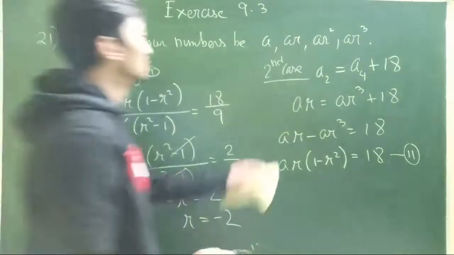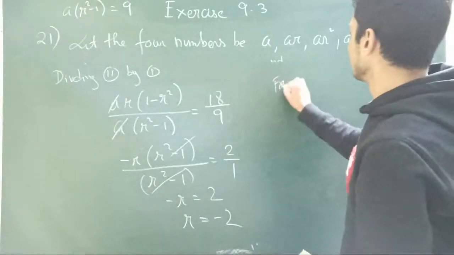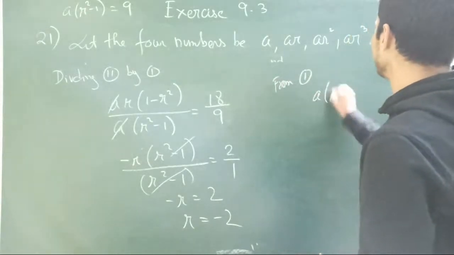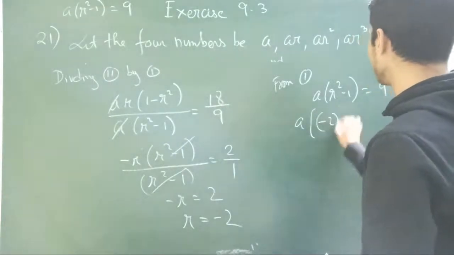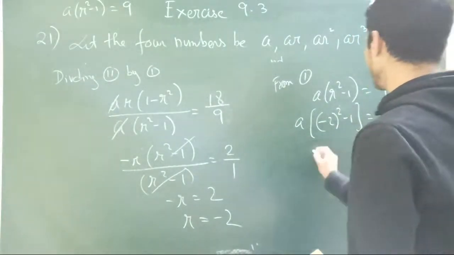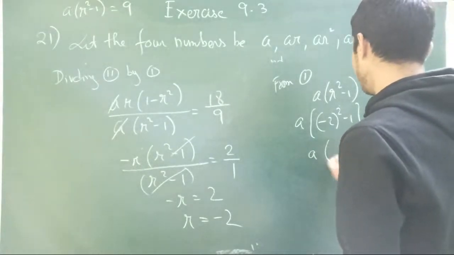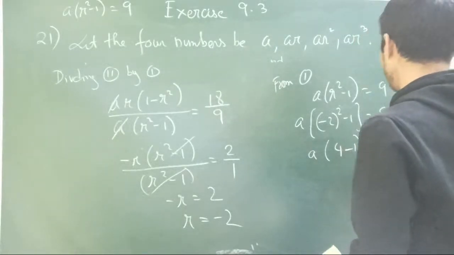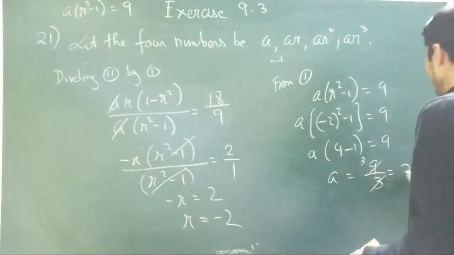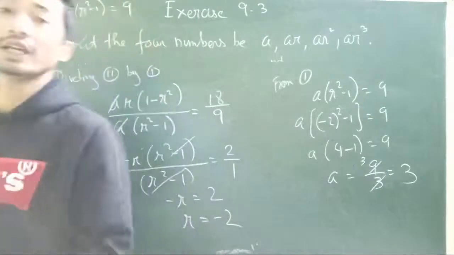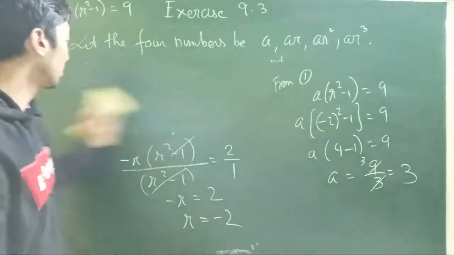Chalo. Then we can work that out in equation 1. Now from 1 we have a into r square minus 1 is equal to 9. The a value we will try to find out. r is minus 2, so minus 2 square minus 1 is equal to 9. 2 square is 4, minus 1 is 3. So a is equal to 9 by 3, and 3 threes are 9. Alright, so we have our first term, a is 3. Job done, no problems ahead.